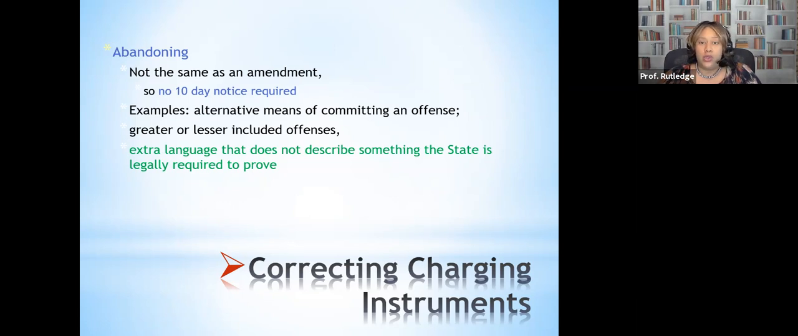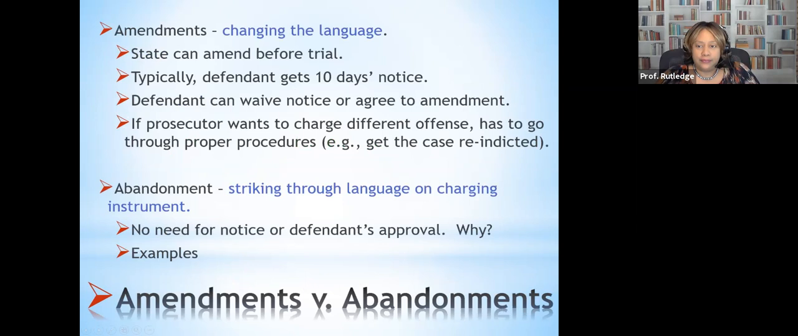So we had a felony prosecutor who had a sexual assault case, and there was something involving a knife, and she didn't have that proof, and she was able to abandon that language, and she didn't need to do 10 days notice, and she was really worried because of the timing of everything. So sometimes, if it's just extra language, you don't have to worry about amendment. You can abandon it. So amendment, changing the language before trial, 10 days notice. Abandonment, striking through language on the charging instrument. You don't need notice. You don't need the defendant's approval because it's excess.